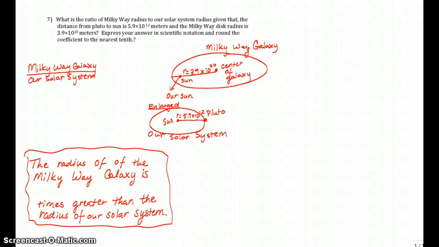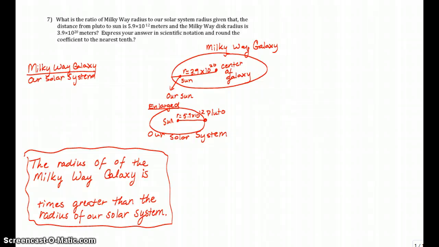Okay, this is page 2 of the Scientific Notation Word Problems Test Review worksheet. It's on the back side, number 7. It says, what is the ratio of the Milky Way radius to our solar system radius given that the distance from Pluto to the Sun is 5.9 times 10 to the 12 meters, and the Milky Way disk radius is 3.9 times 10 to the 20th meters. Express your answer in scientific notation and round the coefficient to the nearest tenth.